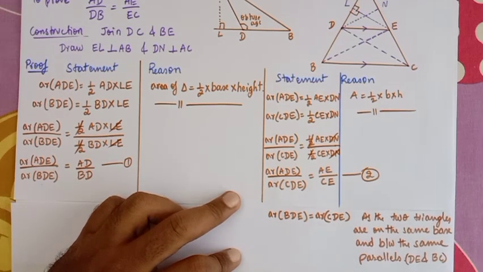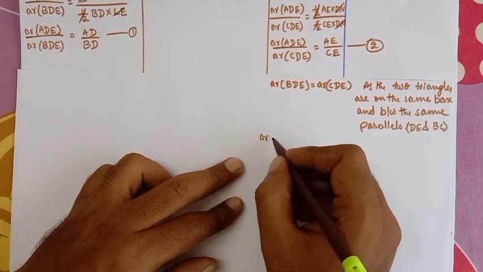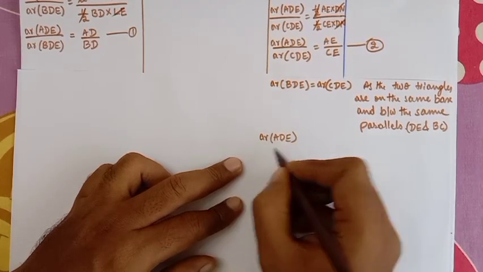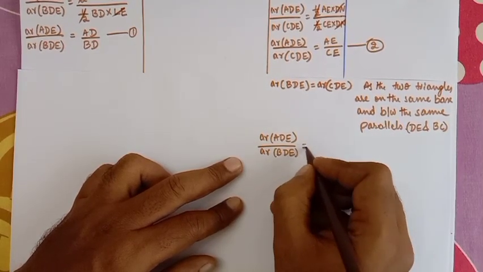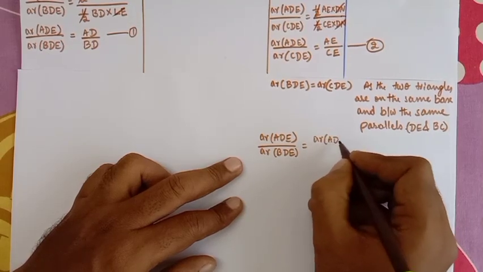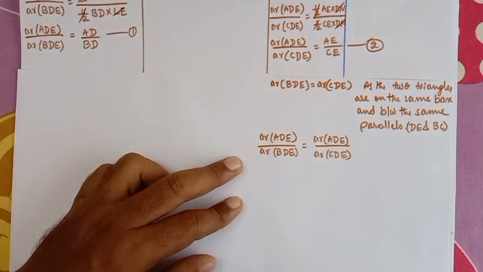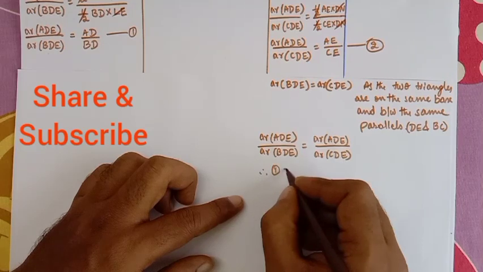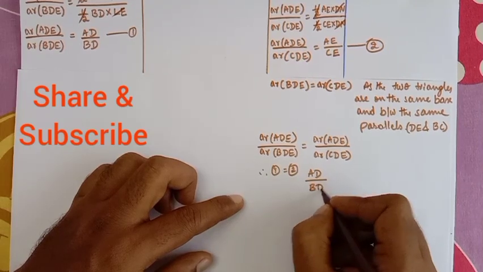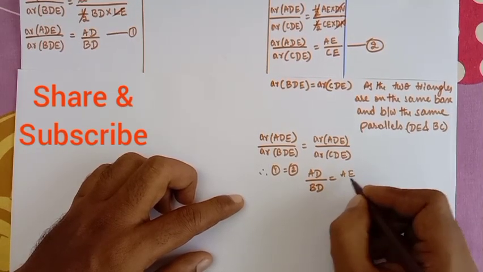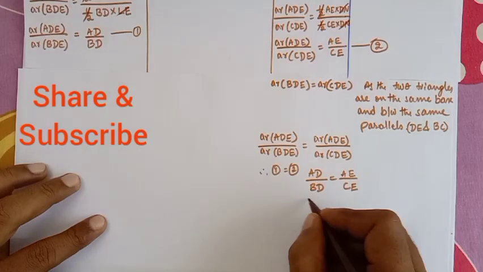As these two are equal, you can write area of ADE by area of BDE is equal to area of ADE by area of CDE. Therefore, 1 is equal to 2. So AD by BD is equal to AE by CE. This theorem is proved.